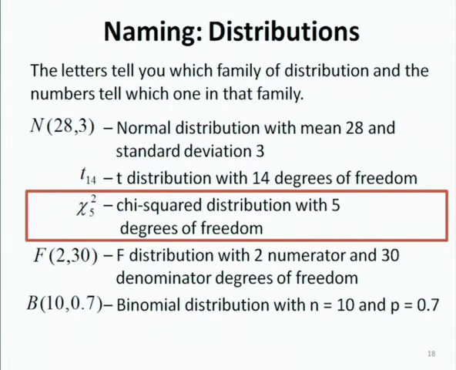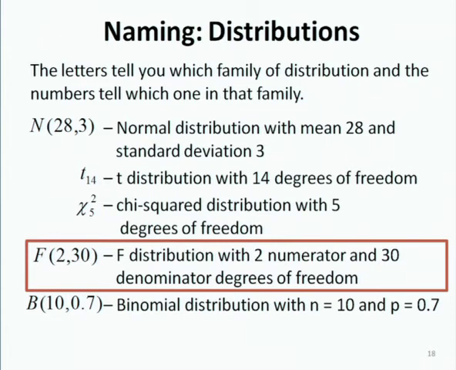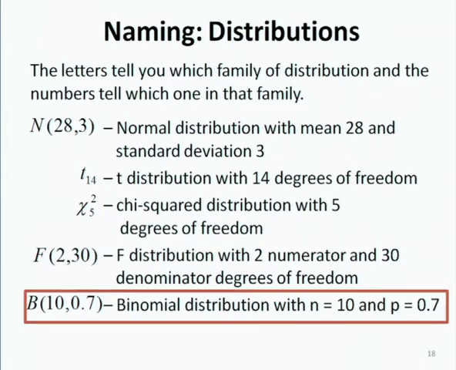Chi-squared, so that's got a superscript, that's squared, and a subscript, which is the 5. So chi-squared distribution with 5 degrees of freedom. This is the F distribution with 2 numerator and 30 denominator degrees of freedom. And this is the binomial distribution with 10 trials and probability of success 0.7. All I'm trying to point out there is that when you see distributions written down, the symbols that are there are just telling you which one to look for.